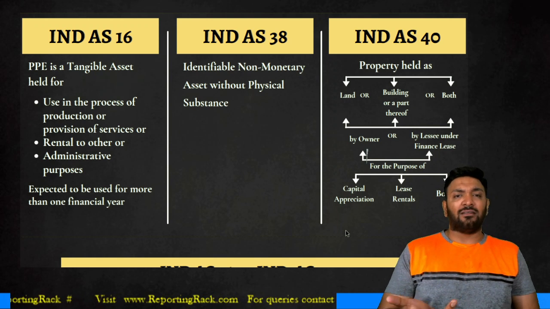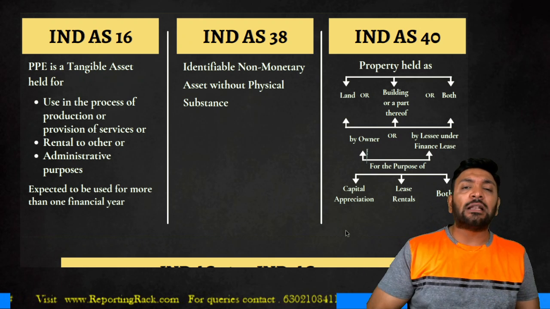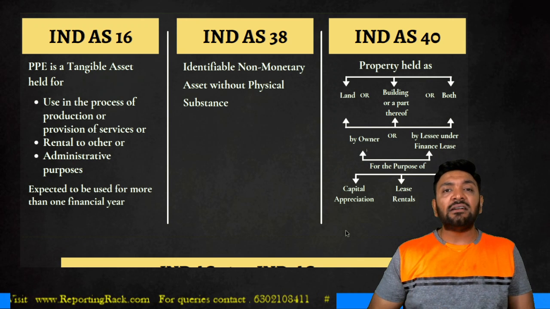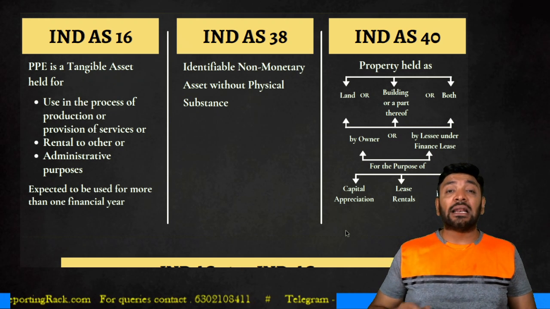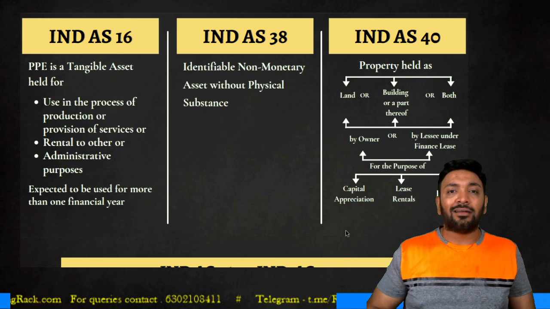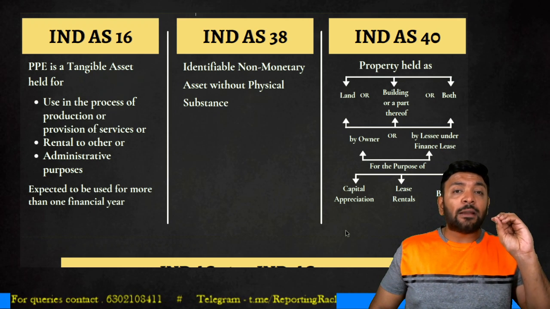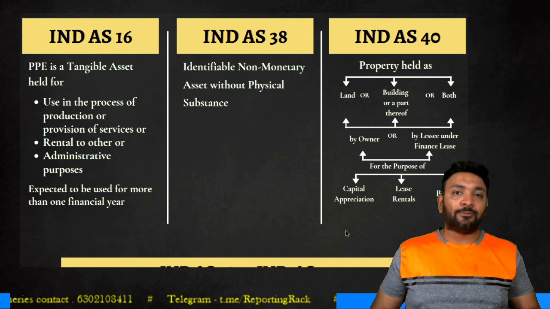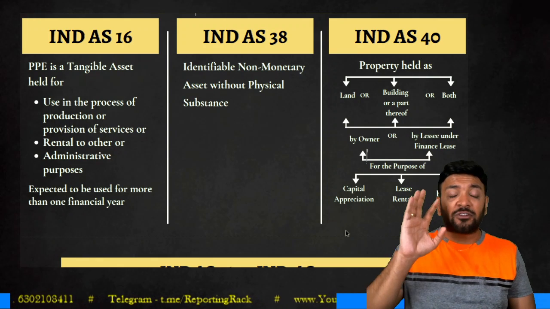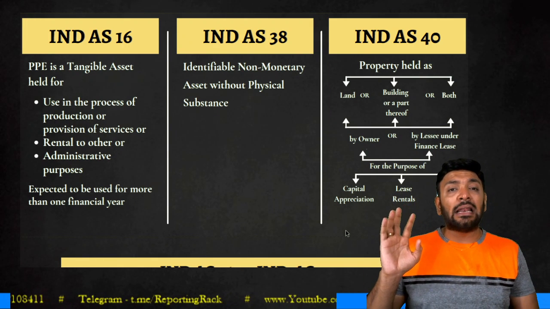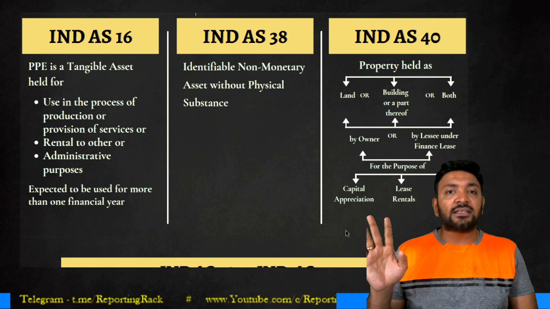Question comes up, why sir? Earlier it was covered under property, plant and equipment. Now also you put it there only, no? Why separate standard? I'll tell you. This is a very important ratio if you remember. Return on fixed assets, remember? Return on fixed assets, which is operating profit divided by operating asset. But when I talk about assets which are held for the purpose of capital appreciation or deriving rental income, they are not operating assets. They are definitely not operating assets.